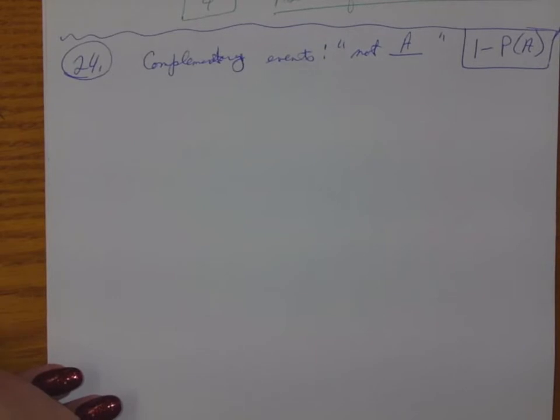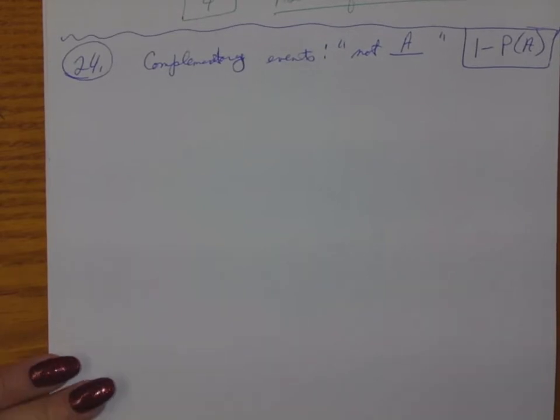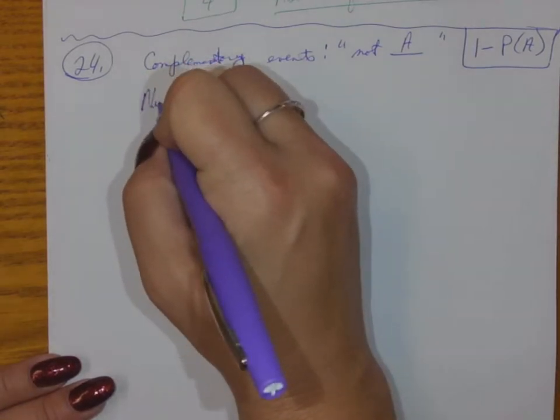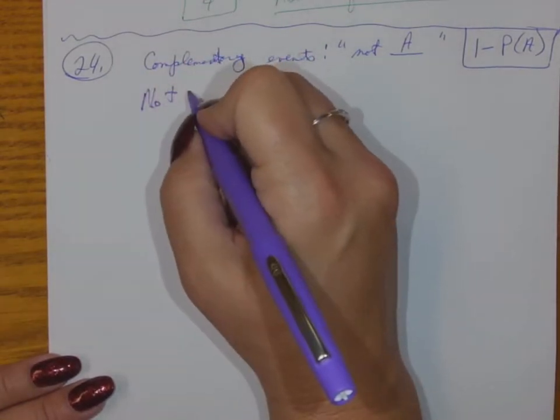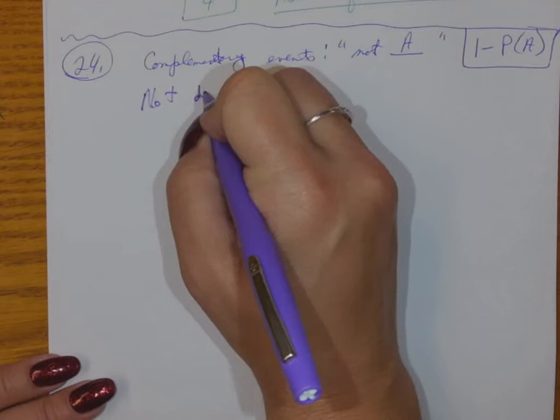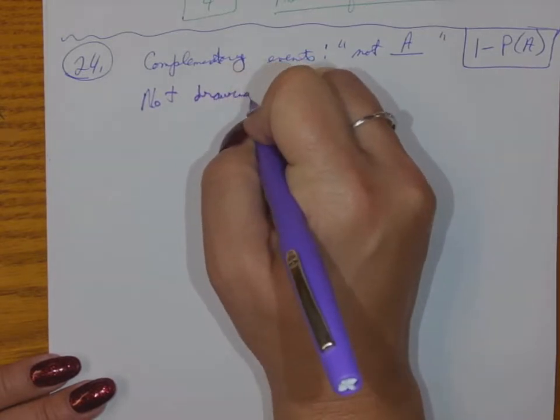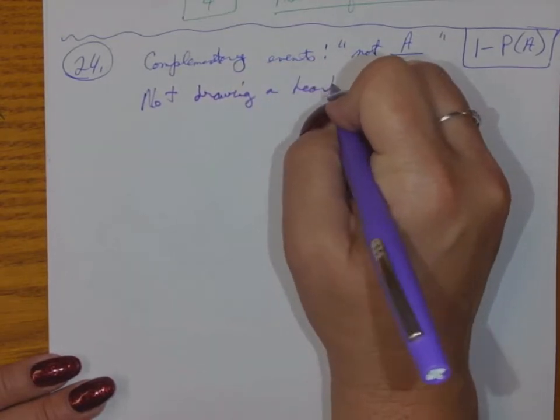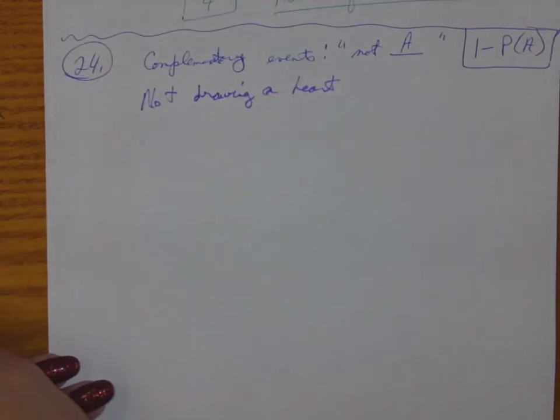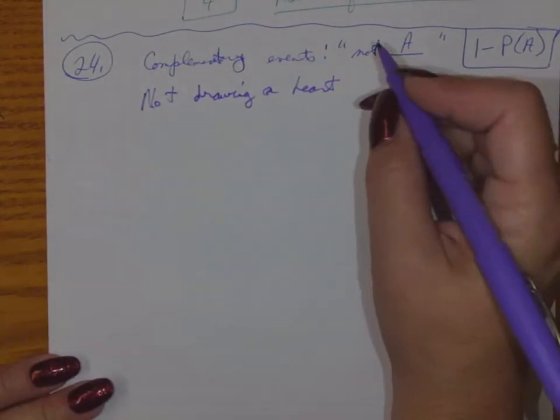Okay, number 24 says, what is the probability of not drawing a heart from a standard deck of 52 playing cards?